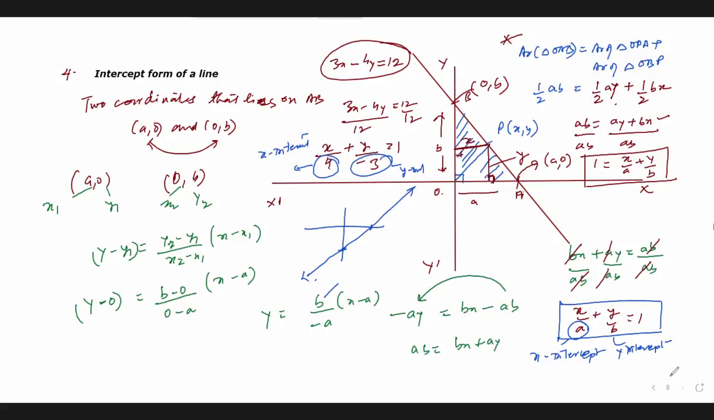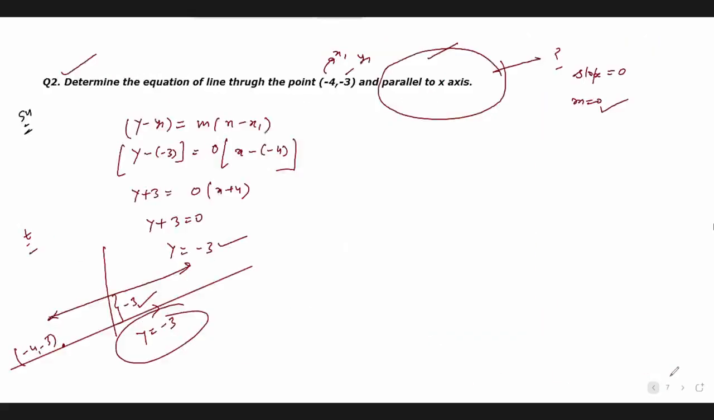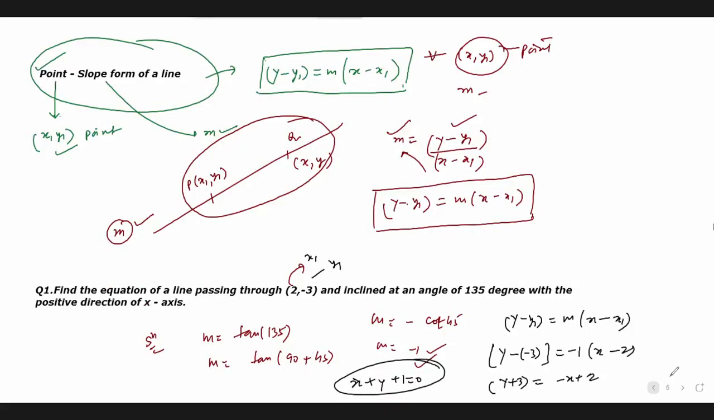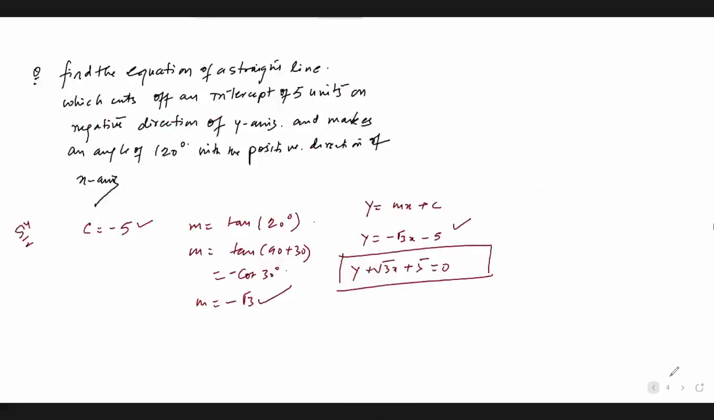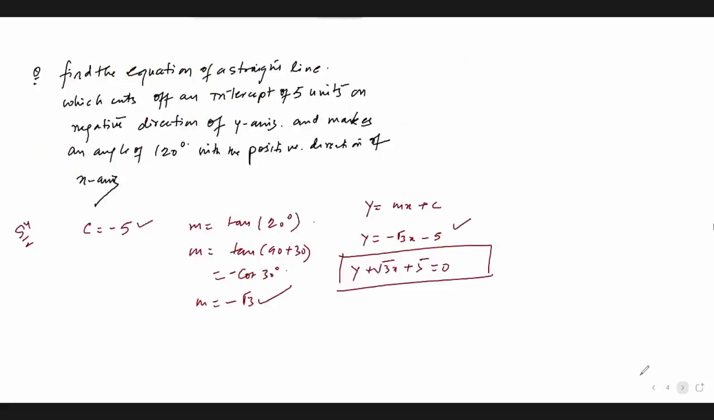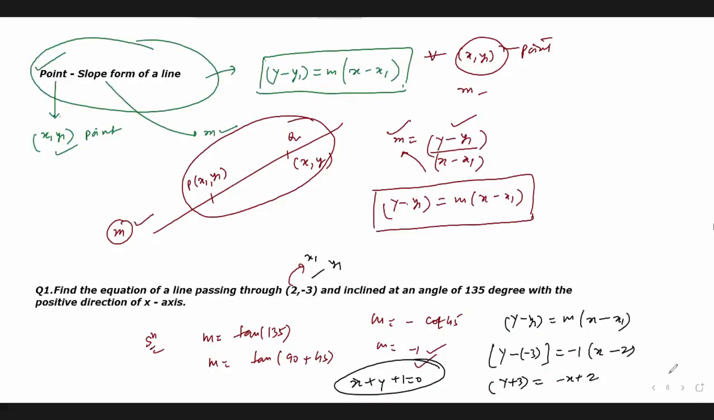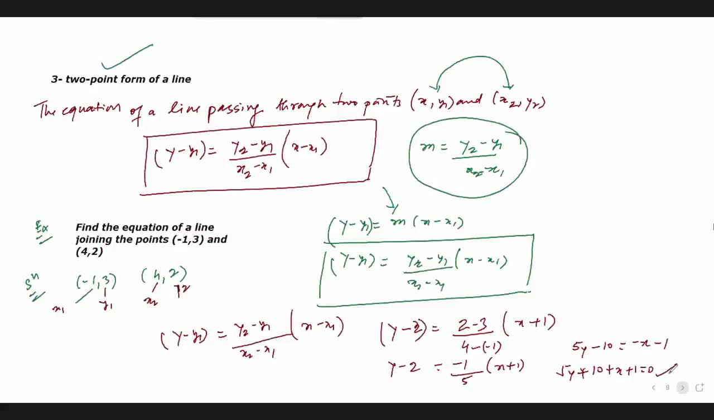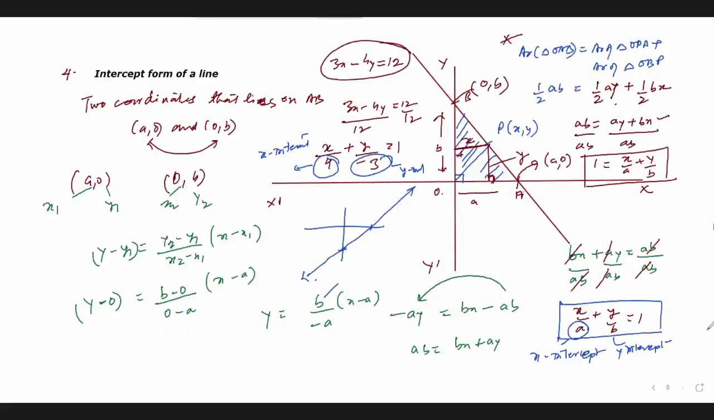So today we have learned the forms of lines. We have basically covered 4 forms: the slope intercept form of a line, then the point slope form, then the 2-point form, and then the intercept form of a line. It is not the end of the forms of a line. One more form remains, known as the normal form of a line, which we will do in the next class.